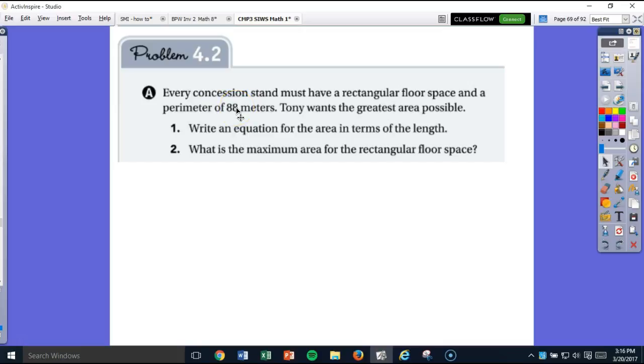Now, this is very similar to one of the problems we worked on in frogs, fleas, and painted cubes, so you might want to go back and check your notes and some of the problems you worked on for frogs, fleas, and painted cubes. Now, for number one, you need to write an equation for area in terms of length. Try to remember how we can write width in terms of length. That's the clue I'm giving you. We did the same thing in frogs, fleas, and painted cubes. So again, check your notes if you need to, but how can we write width in terms of length? Then, from that equation, determine what is the maximum area for the rectangular floor space.